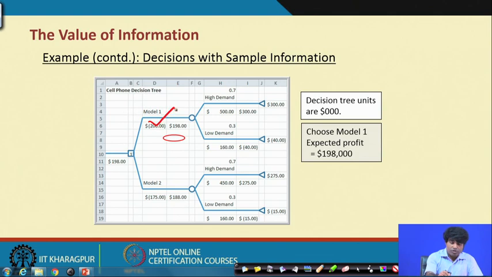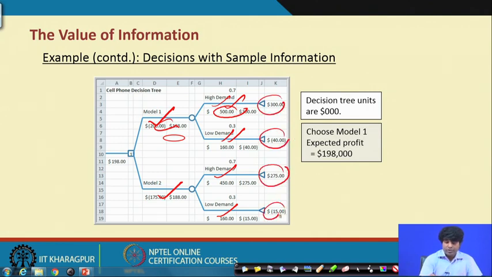So, this is model 1 and model 2. In each case we have 2 different nodes, with high demand and low demand; again model 2 with high demand and low demand. These are all possible outcomes, and then finally we can find out an expected value. Ultimately we have 4 different outcomes, so we have to pick a particular outcome which can address this business problem more accurately.